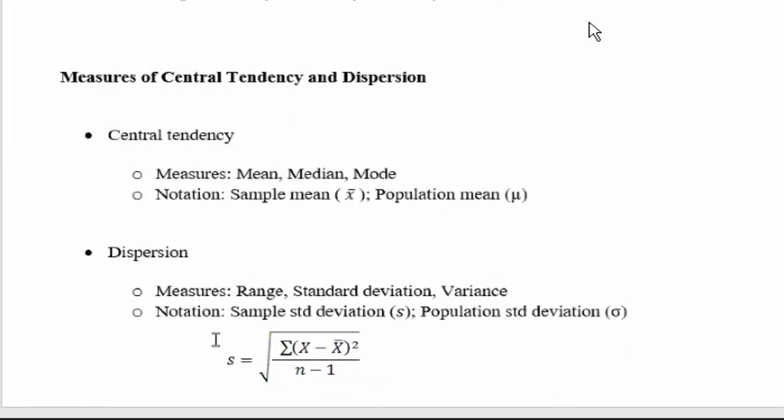The most common statistics that we use for data analysis are measures of central tendency and measures of dispersion.